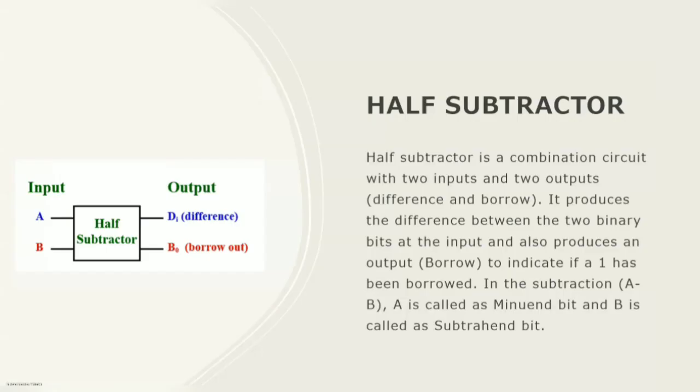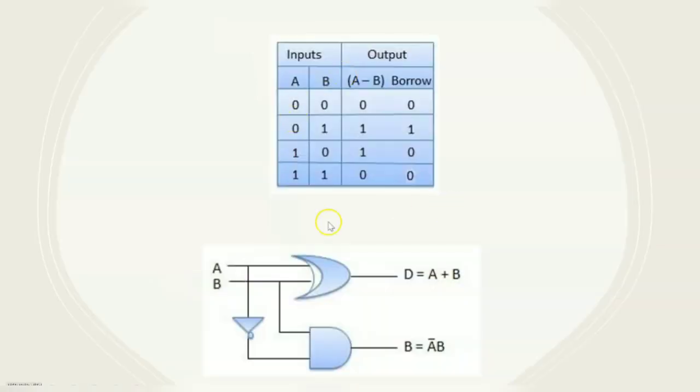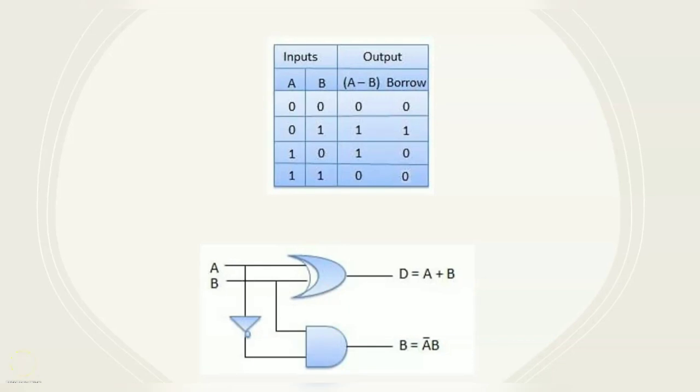Next, let us move on to the next topic, which is half subtractor and full subtractor. A half subtractor takes two inputs and generates a difference and a borrow out. Next, we are going to see the truth table and the logic circuit diagram of a half subtractor.